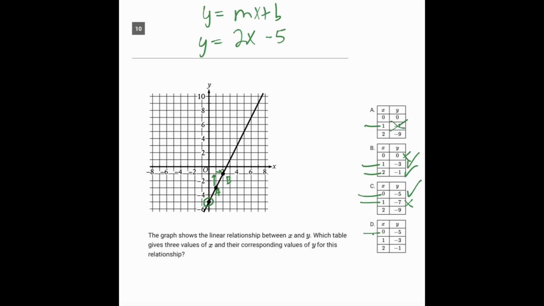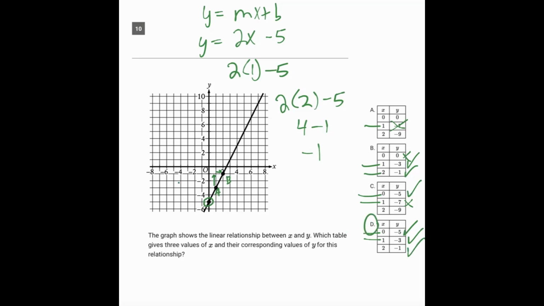So now D has the 0, -5 that we wanted all along. When you plug in 1, you get -3, which is what we wanted on C but didn't get because, once again, 2 times 1 minus 5, that's 2 minus 5, and that is -3. And then plugging in x is 2, we'd have 2 times 2 minus 5, that's 4 minus 5, and that is -1. So the answer that worked here was D.